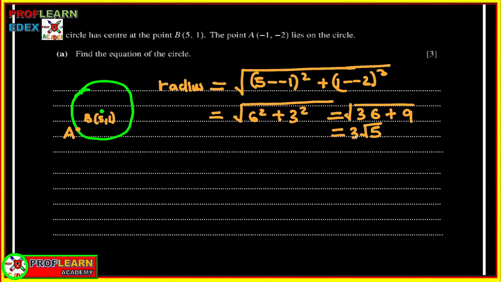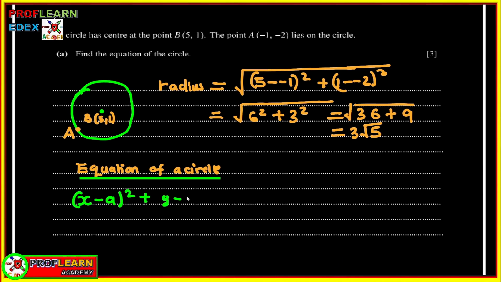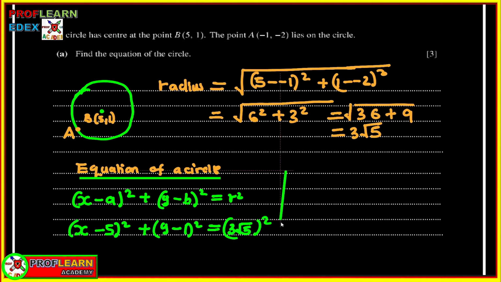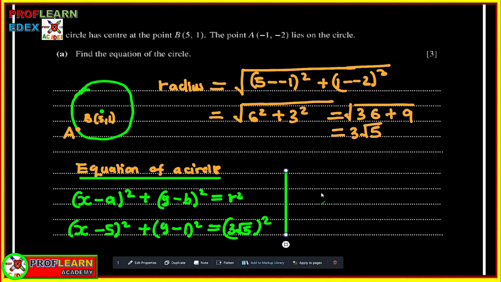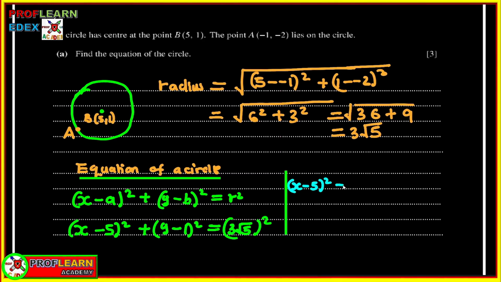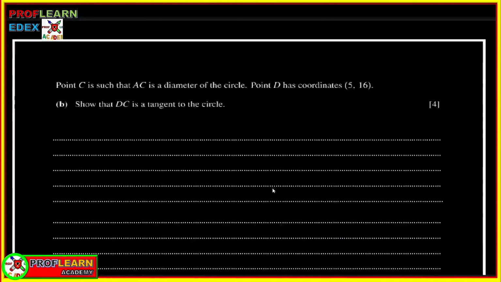Now, since we know the center, we can use the standard equation formula of a circle and then substitute what we know. a and b are the coordinates of the center and r is the radius. So we are going to substitute the center there because the value of x was 5. So it's x minus 5 squared plus y minus 1 squared equals 3 root 5 squared. So if we square on the other side, we end up having this equation and we can say equals 45.